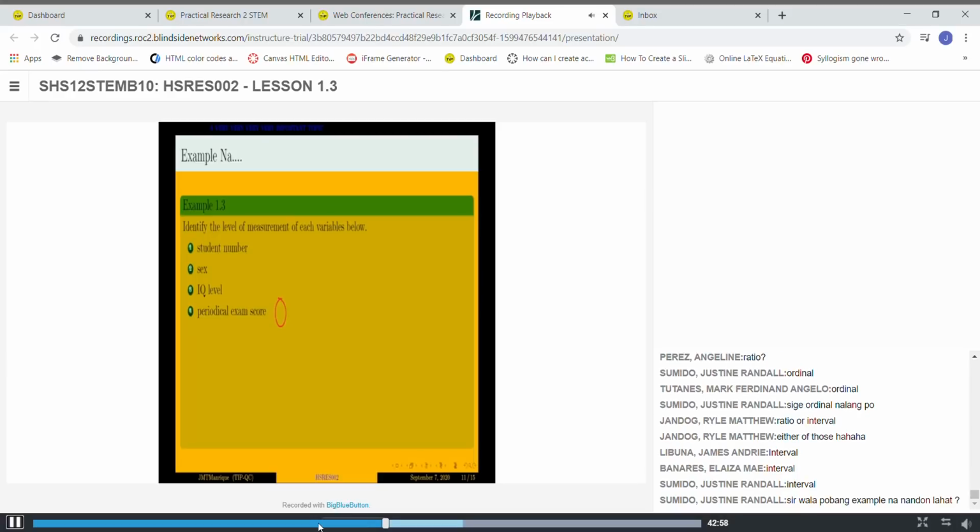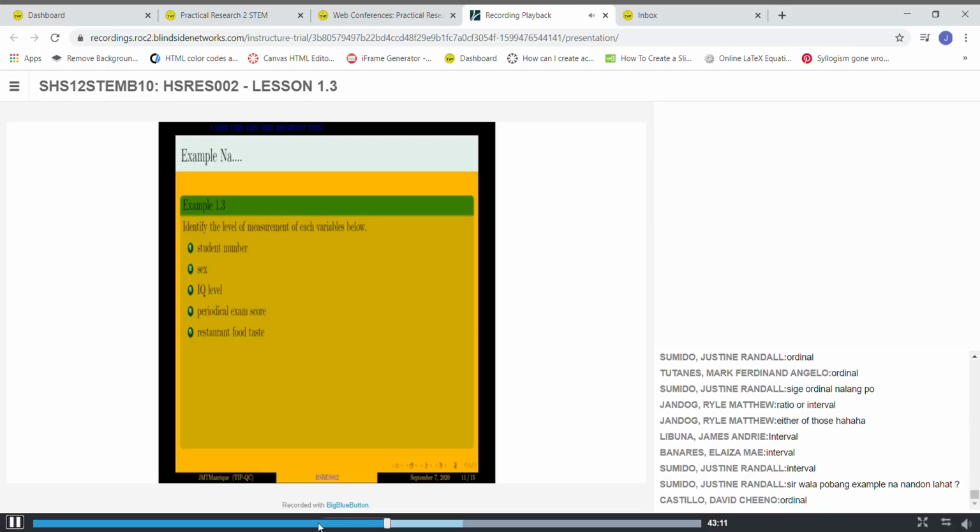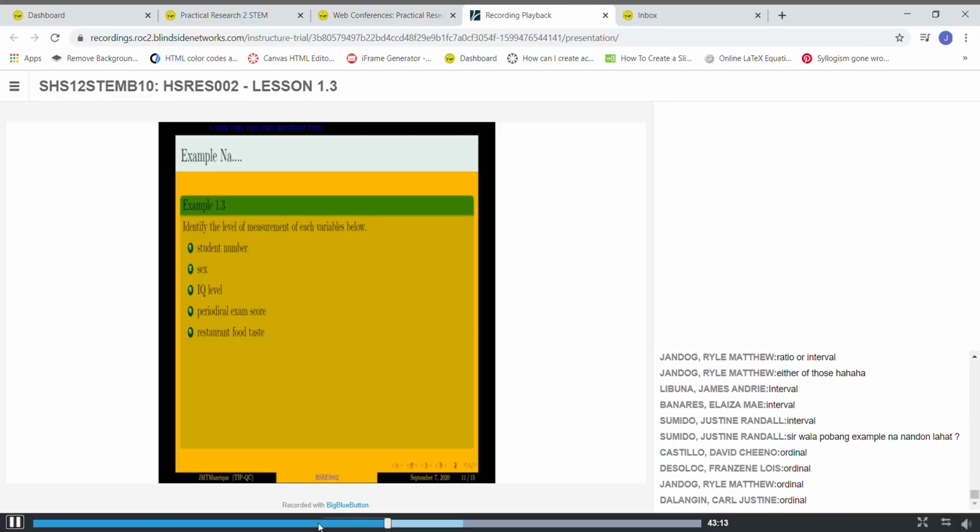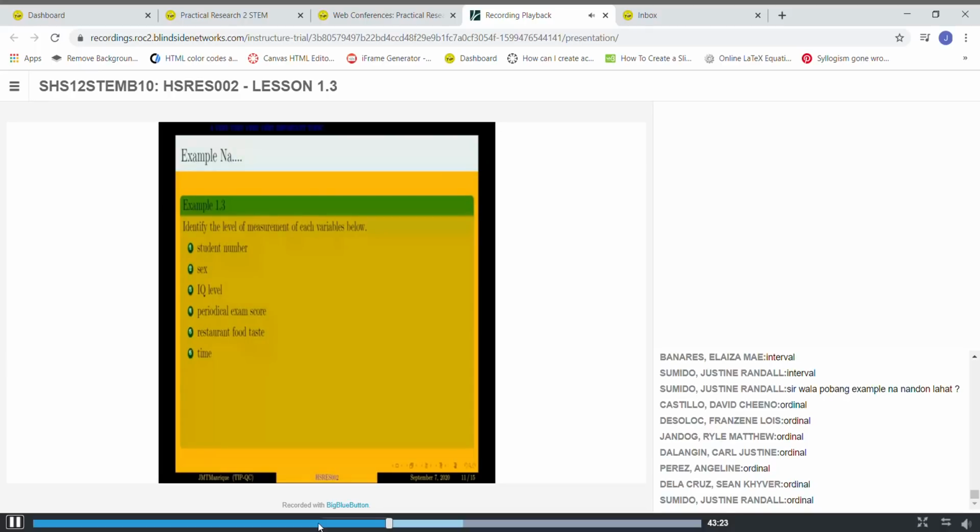Next. Wala po bang example na nandun lahat? Wala po. Restaurant food taste. Restaurant food taste is ordinal. Okay? What about time? Nominal. It's not nominal.